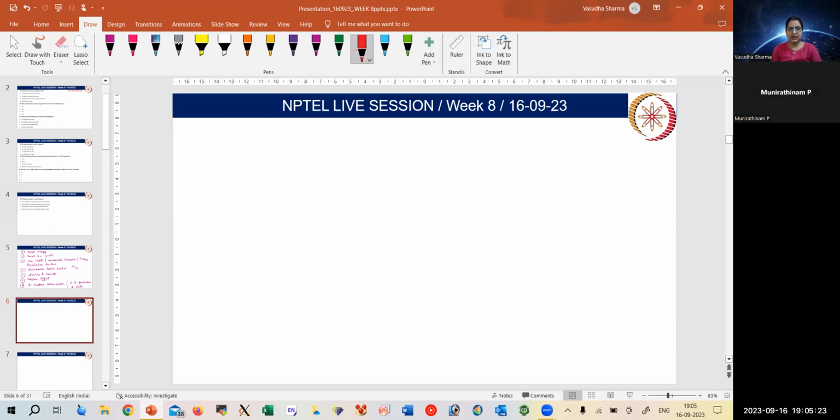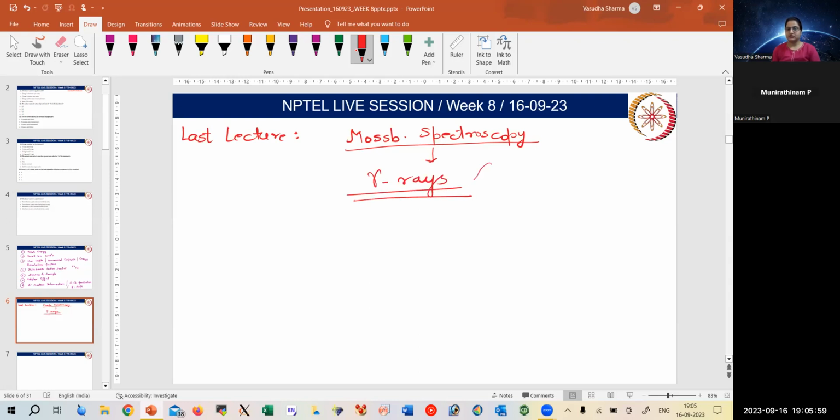Okay. So the last lecture was mainly we have covered the circular dichroism part, and in the last few minutes we started talking about the MOSFET spectroscopy, and related to that different kinds of spectroscopic techniques that we have, say for example NMR, IR, UV, MOSFET in that. So we compared that MOSFET spectroscopy, it involves a high amount of energy. That means it involves gamma rays. So this is a huge amount of energy.